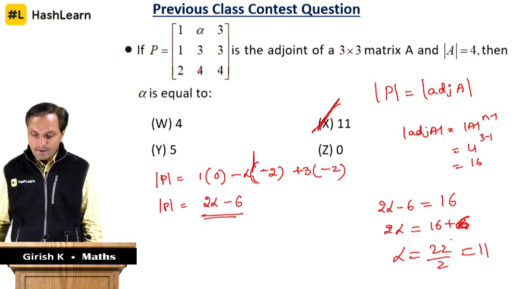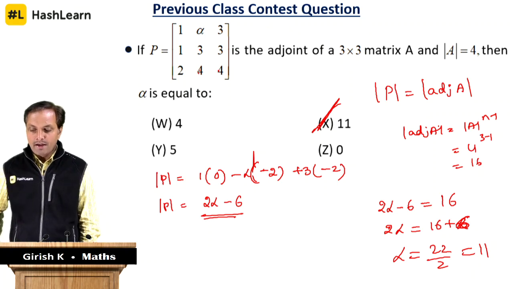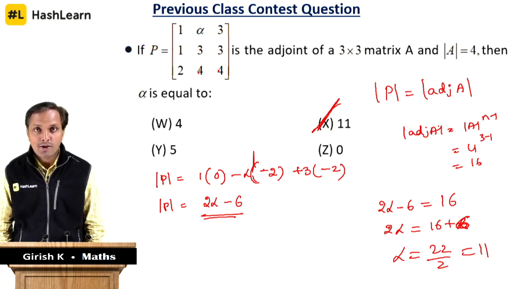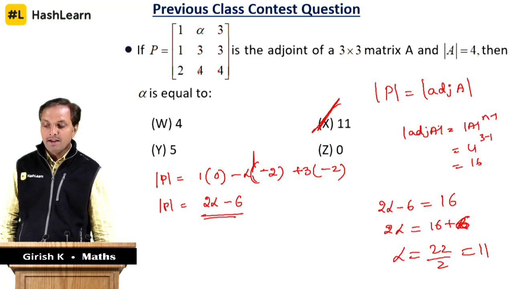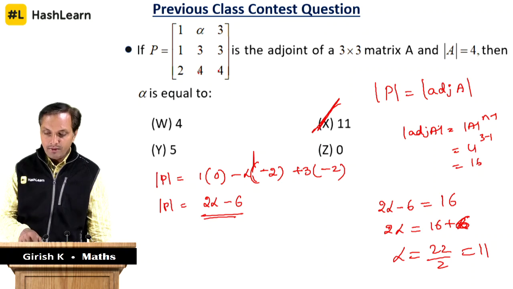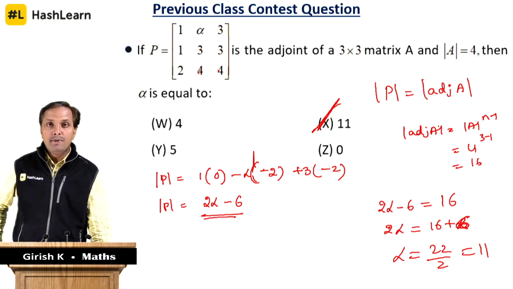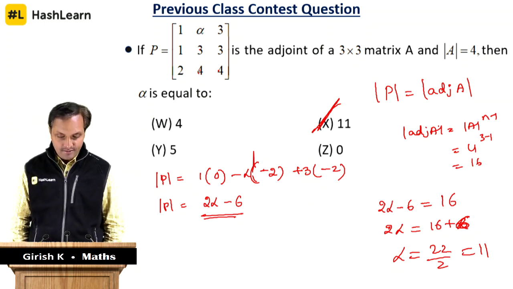So make a note of this formula. Determinant of adjoint A is determinant of A to the power n minus 1. N is nothing but the order of matrix. For this problem order is 3. So 3 minus 1 is 2, 4 square is 16. You need to equate determinant of P to determinant of adjoint A. Is it clear? Yes.